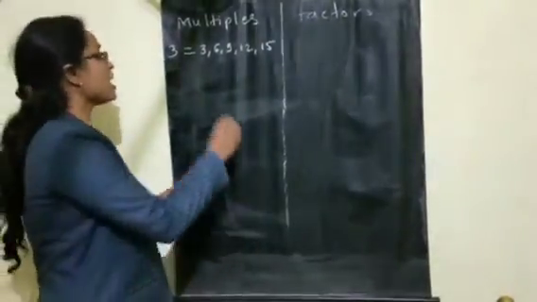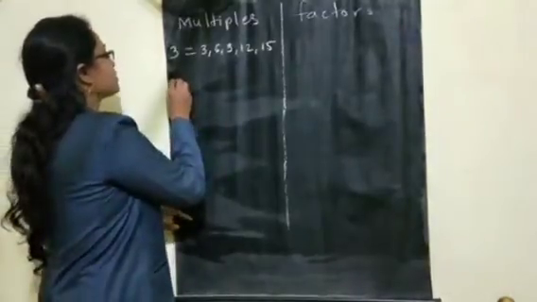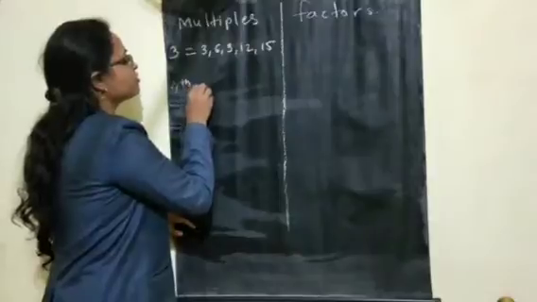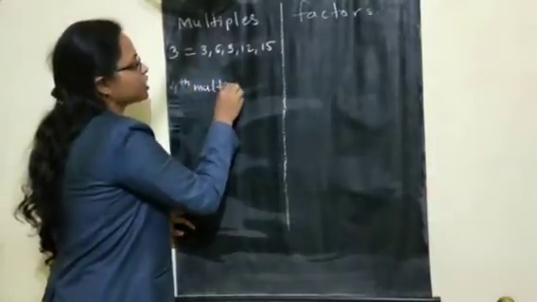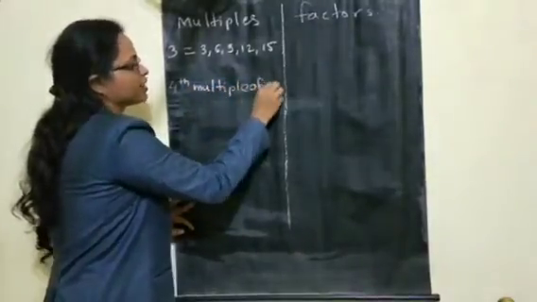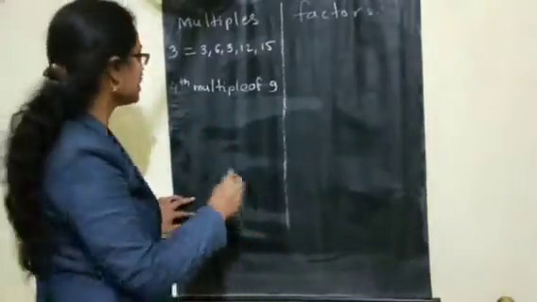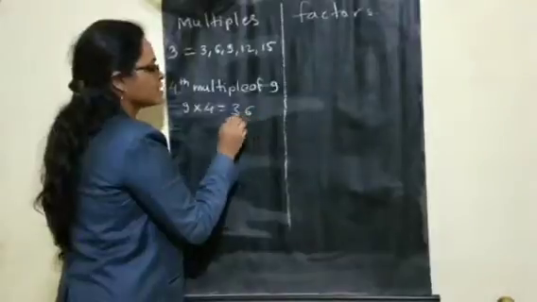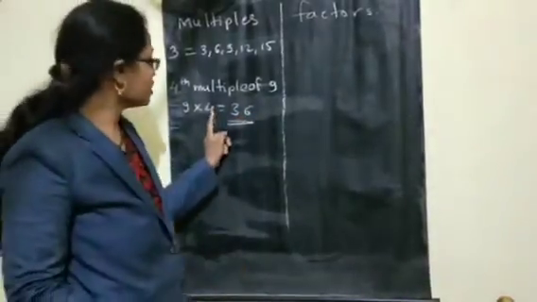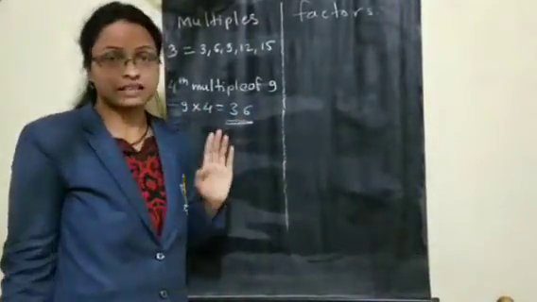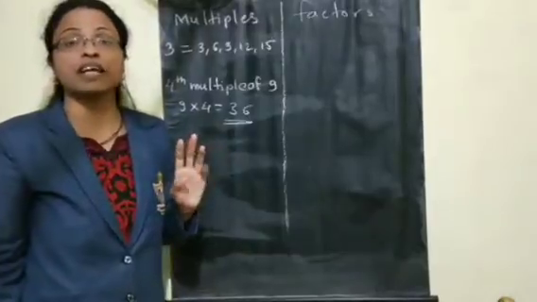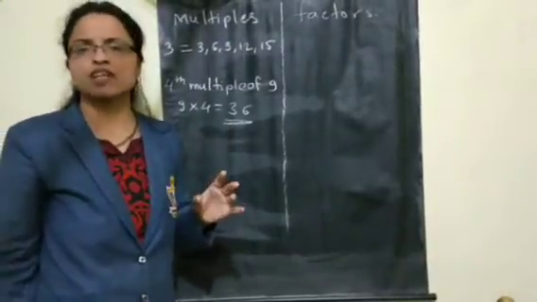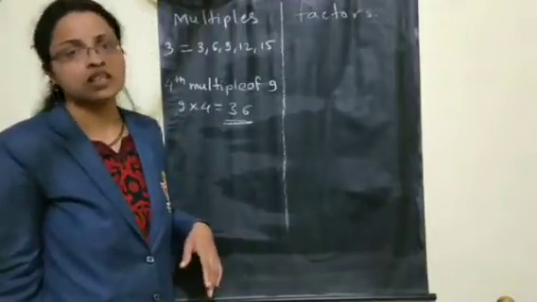Or it will ask, find the fourth multiple of 9, only the fourth multiple. At that time what you have to do? 9 multiplied by 4. You will get the answer 36. So the fourth multiple of 9 is 36. Like this also the question can come. 8th multiple, 7th multiple, whatever they ask, 8th, 7th, 5th and so on, multiply with that given number.